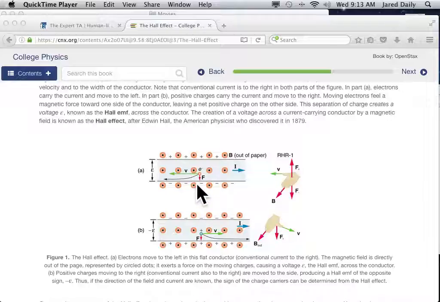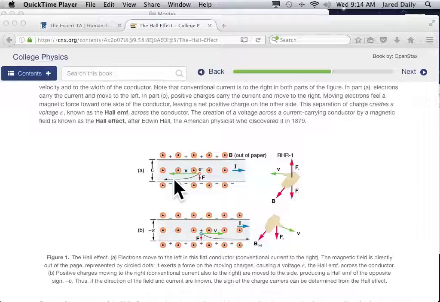And this creates kind of like a cross current. The electrons are already moving to the left, but they also start to move downward. And on this wire, what that's going to mean is it's going to polarize this wire. The bottom side is going to be negatively charged. The top will be positively charged. And that Hall effect is actually quite useful. You can use that Hall effect to detect magnetic fields.